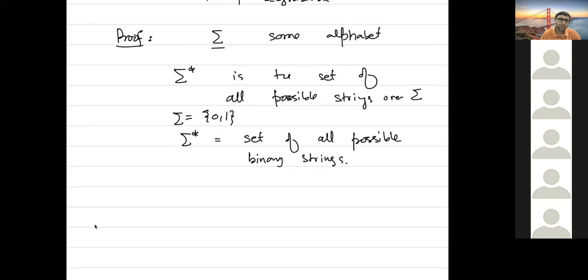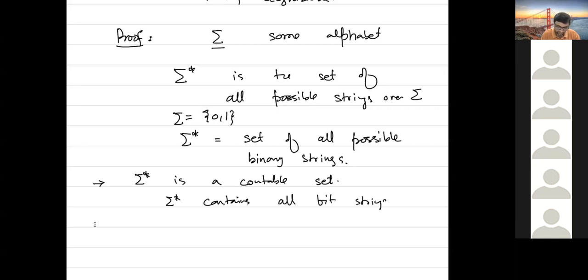Now, my claim is that sigma star is a countable set. Do you agree with that? Why is it a countable set? This is a countable set because we can construct a bijection from the set of natural numbers, right? We know that sigma star contains all bit strings of length 0, then length 1, then length 2, then length 3, and so on. How many bit strings of length 0 are there? There is just one bit string of length 0, which is epsilon.